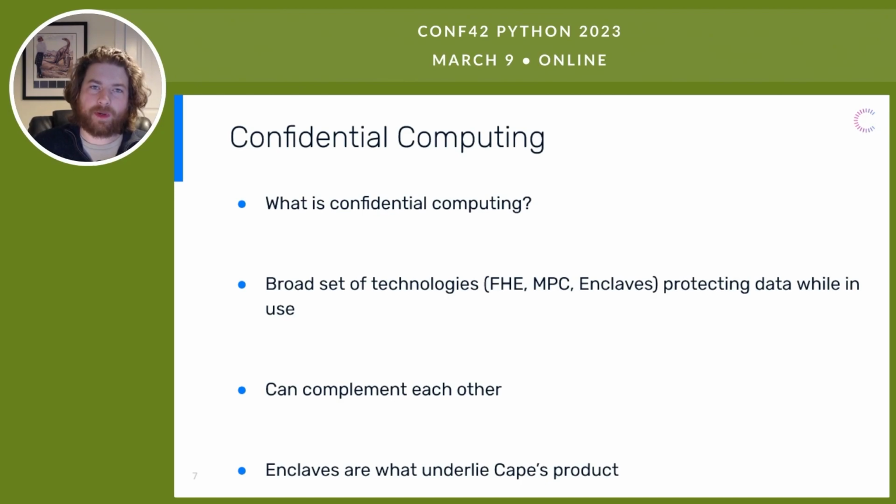So let's get started talking about what confidential computing really is. My favorite analogy is to compare it to how ubiquitous encryption at rest and encryption in transit are. Confidential computing is a broad set of technologies that allows data to be protected while in use. Data is kept private and is not leaked to whatever party, such as a cloud provider, is actually processing the data. There are many different technologies that can complement each other to help provide a confidential computing system, technologies such as multi-party computation, fully homomorphic encryption, and trusted execution environments, or enclaves. Today, Cape's main focus is enclaves.